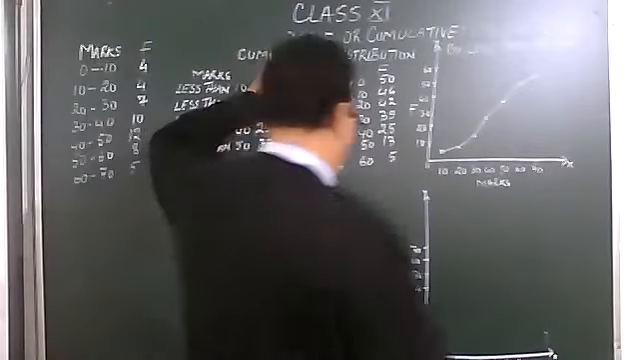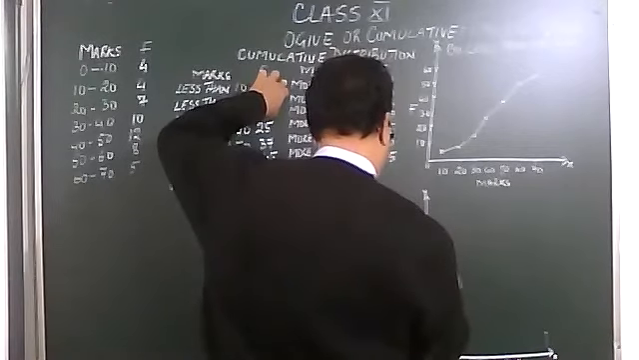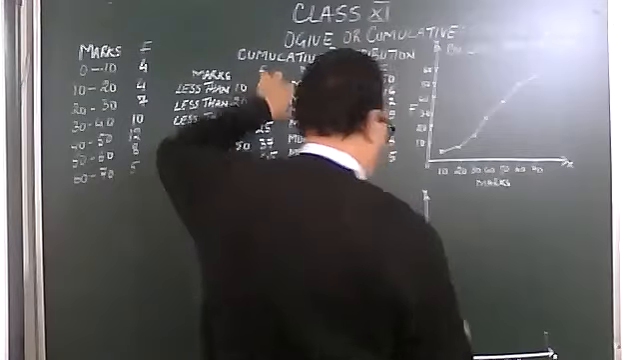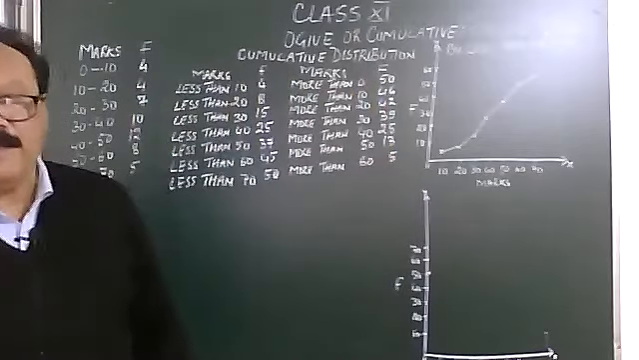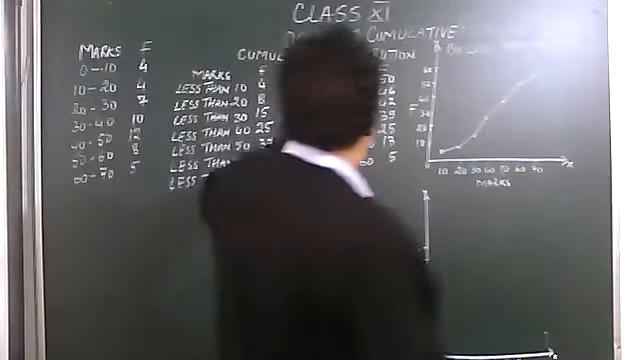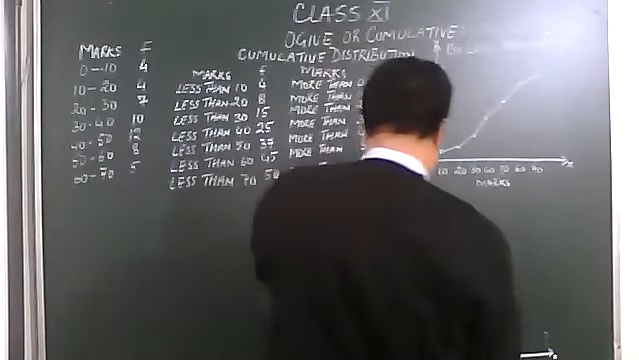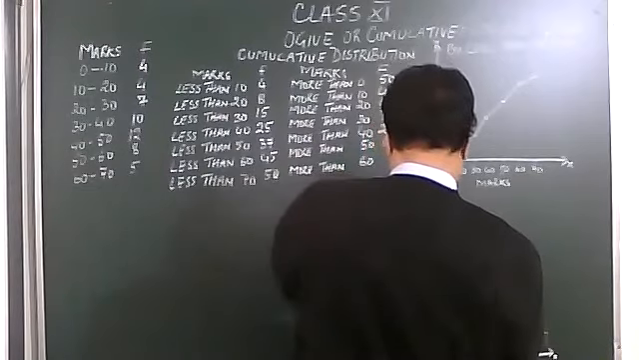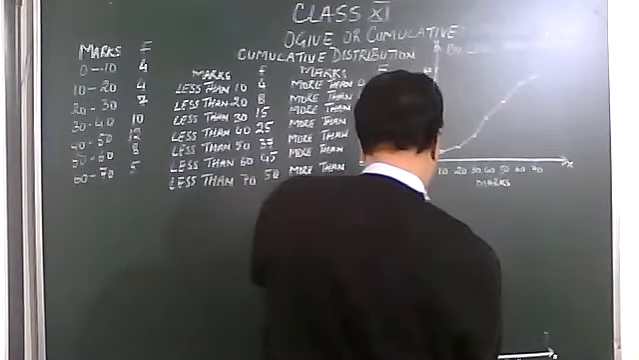Now we will plot the more than. More than 0 is 50. Put a dot over there. Okay. More than 10 is 46. 46 will be somewhere here.